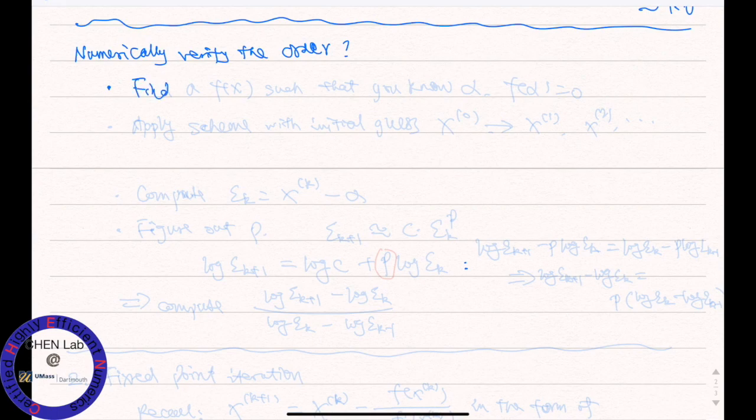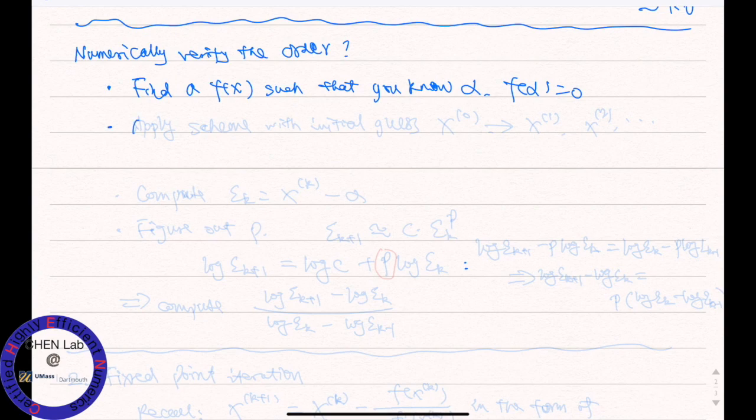You either use a function that's given in the problem, or you create your own function, some function that you know is 0. So you know the exact solution alpha. We're just testing the scheme, so that's okay. That's not cheating, right? We're testing this manufactured test case. So we find f of x, some function, such that you know alpha, f of alpha is equal to 0. You know its root, so you know the exact alpha.